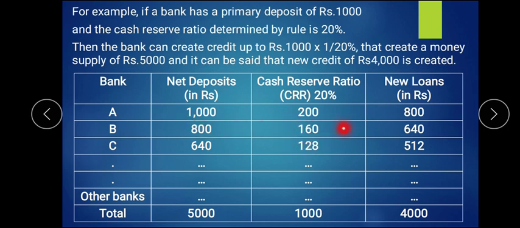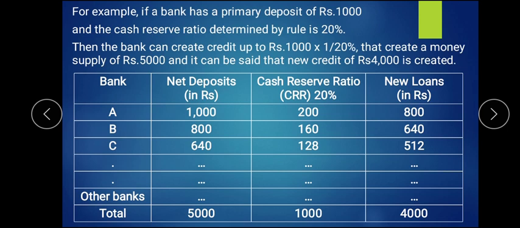Now 800 minus 160. So how much money has been left with the bank? 640 rupees has been left from this 800 rupees, and the 640 rupees is given as a loan to another person. So C will have 640 rupees. She has taken a loan from that bank and deposited the 640 rupees into her bank. Now her bank also will keep 20% as cash reserve ratio, that is 128 rupees. And if you subtract it from 640, you find 512 rupees is left, and so on.